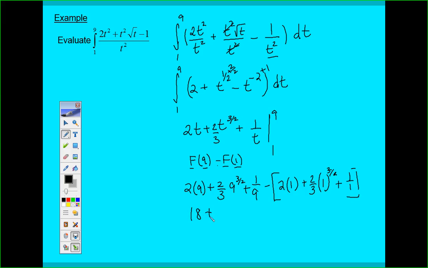We get 18. Now 9 to the 3/2 would be the square root of 9 cubed. It's 27 times 2, 54/3 plus 1/9. Then distribute the negative. We'd get minus 2/3 minus 1. And if you work that all out, it is 32/4.